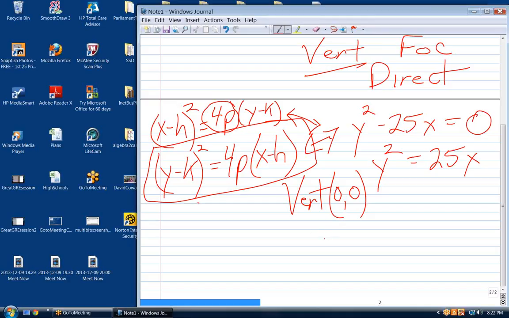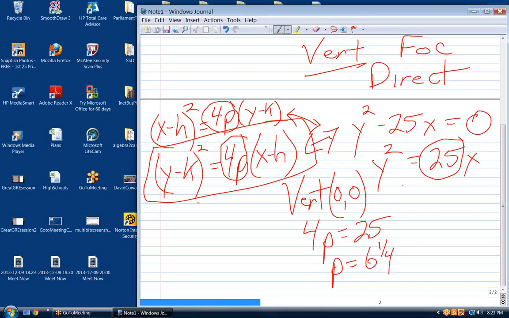How am I going to solve for P? What does 4P equal to? 25x. Just 25. Just the coefficient. Okay, in other words, equate those two. So 4P equals 25, P equals 6 1/4. So where is my focus? Remember, this is a horizontal.